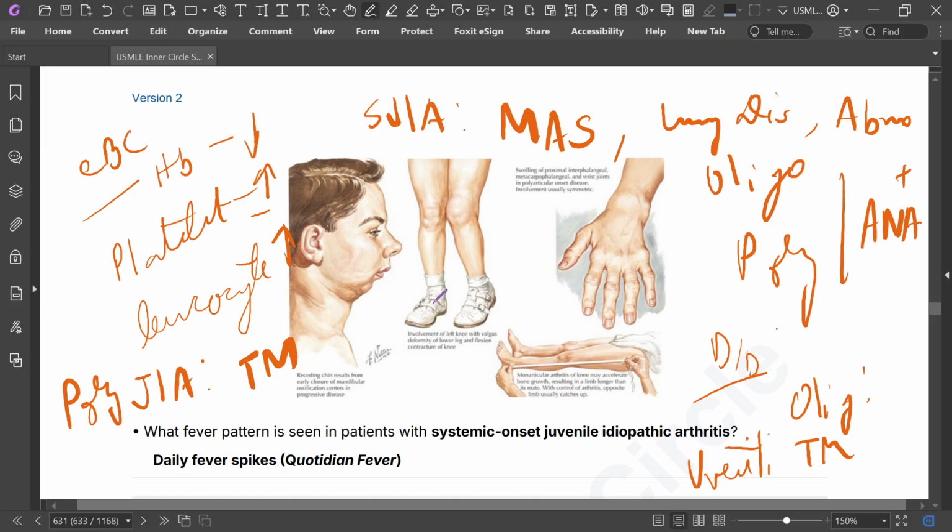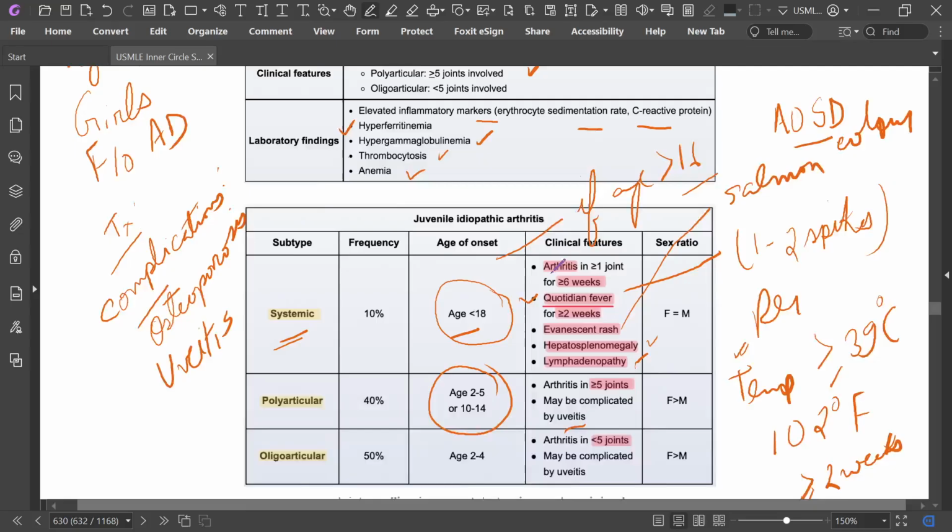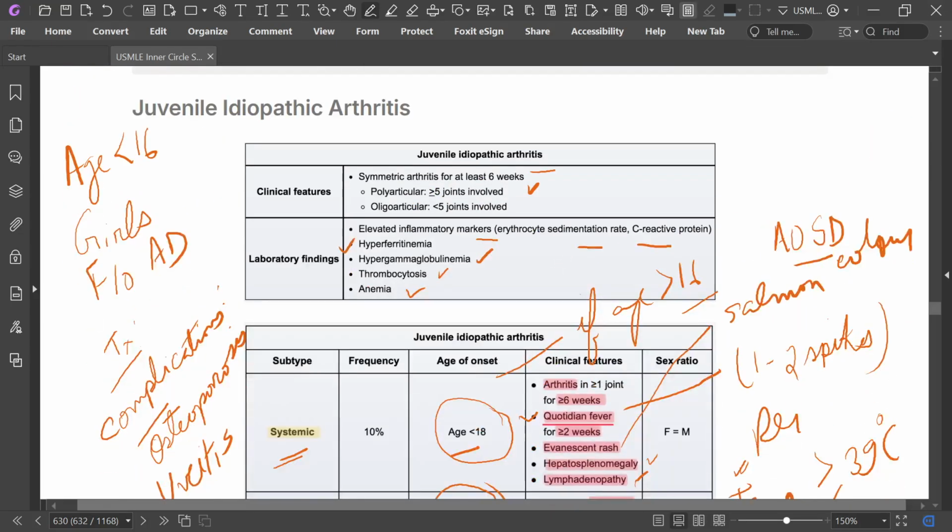So that is all. This is a brief discussion of juvenile idiopathic arthritis. Hope you enjoy.